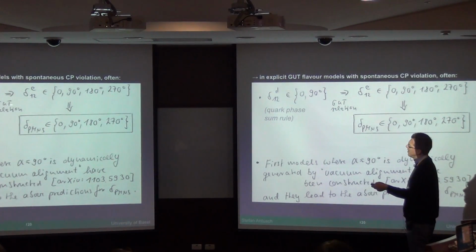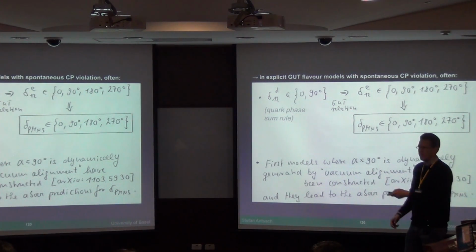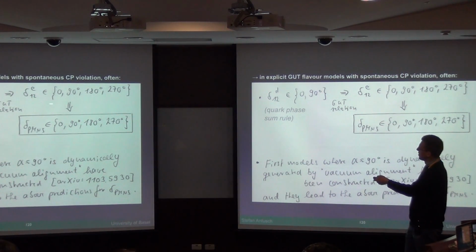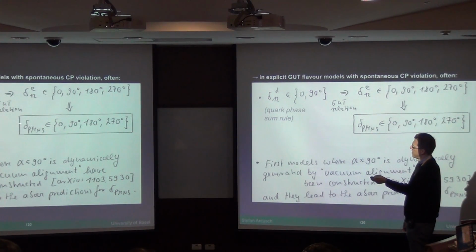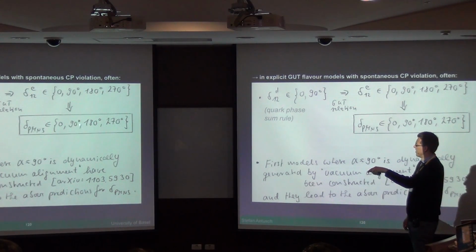And they have a similar property. When you have such a vacuum alignment, which gives you purely real or purely imaginary entries, then it turns out that very typically in models you also get the same for the charged lepton phase, delta 1 to charged lepton, which then turns into a prediction for the Dirac CP phase, which is also a multiple of 90 degrees.